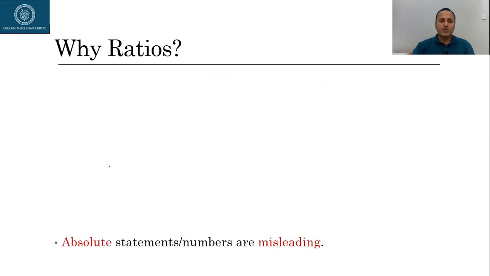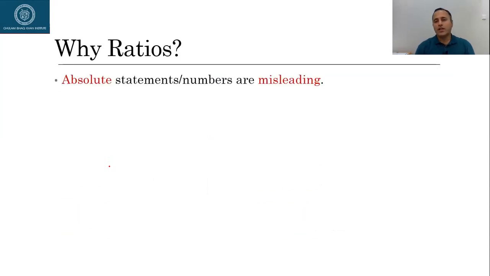The next question that we should ask ourselves is, why ratios? Absolute statements and numbers are misleading. And why are they misleading? I'll give you an example. Suppose you bought a laptop recently, and I asked you, how did you like it? And you tell me, oh, I didn't like it because it's a little bit heavy. Now the question is, heavy compared to what?